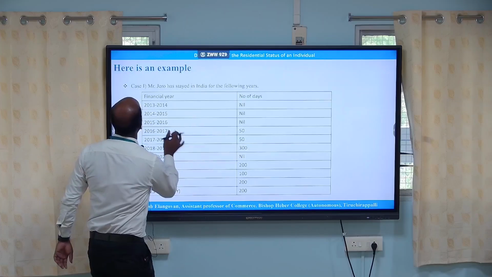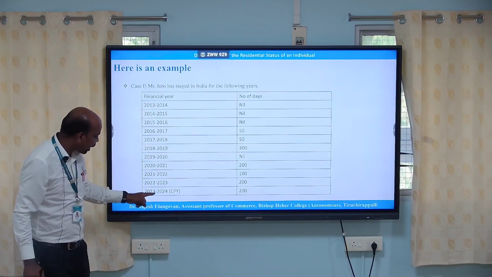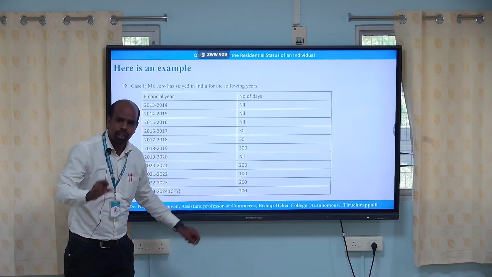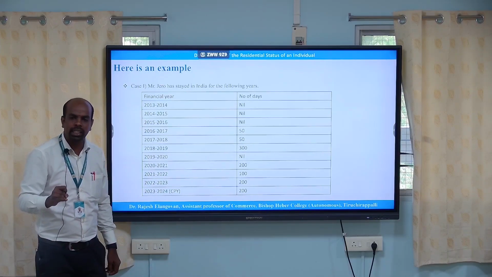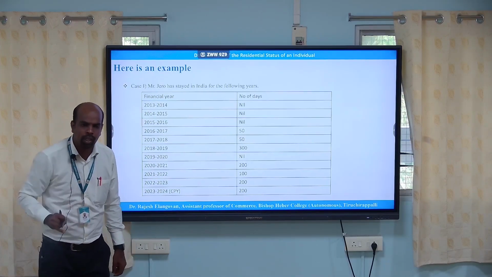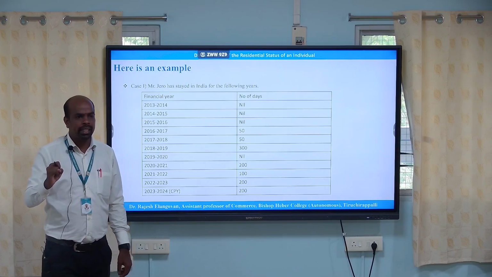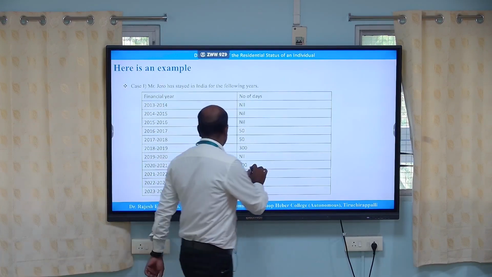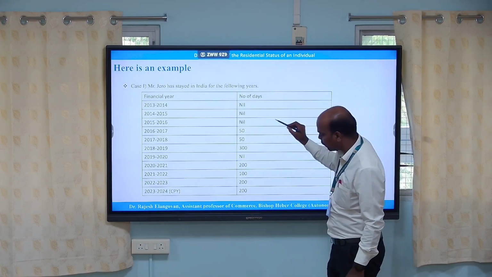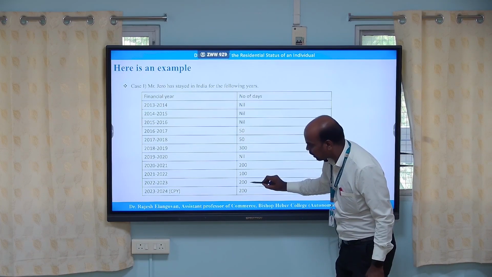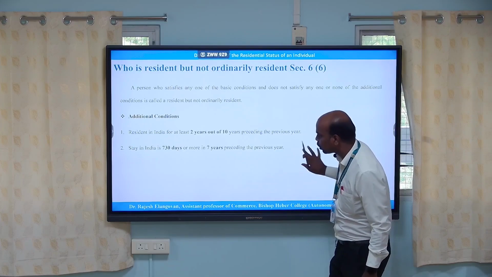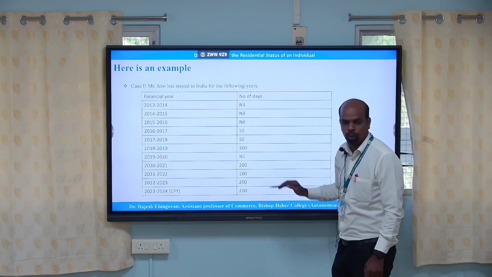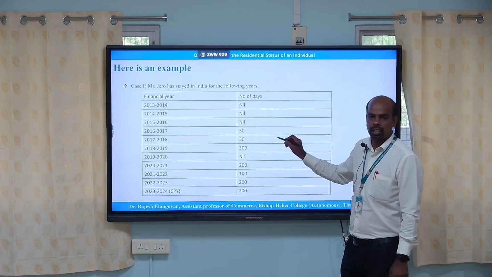Here is an example for your better understanding. During the current previous year, Mr. Jero stayed for 200 days. Therefore, he became a resident. I want to check additional condition 1. What is additional condition 1? He should be a resident in India in at least 2 out of the 10 previous years. I just want to check whether he is a resident in 2 of the 10 preceding previous years. Yes, he is a resident in the financial year 2022-23, and also in the year 2020-21. Therefore, he satisfied additional condition 1.